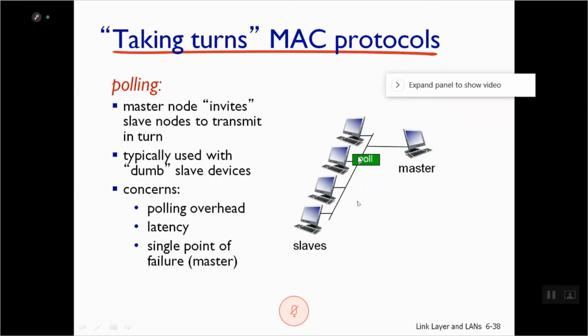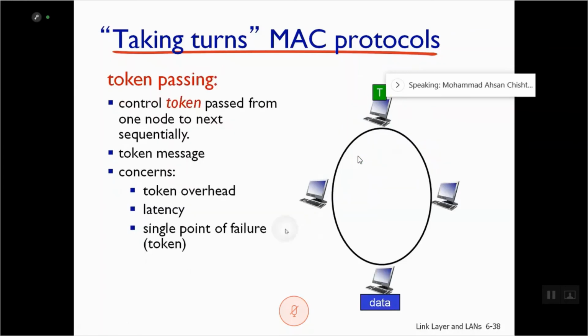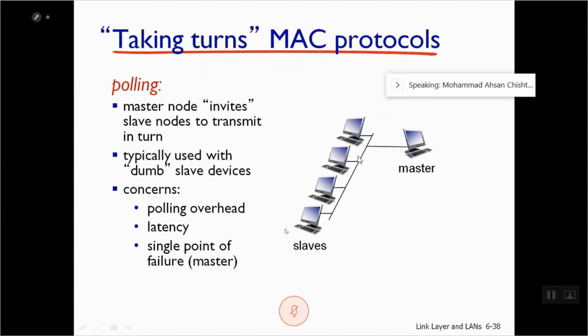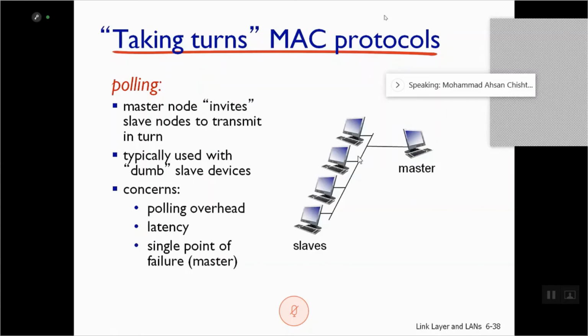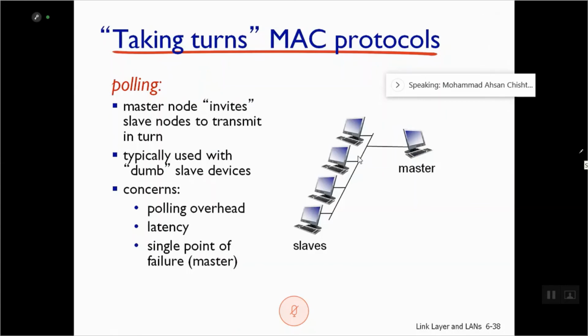So this is how polling actually happens. Now, one thing that was there: if the master node gives the third node a chance to transmit 10 frames, but it had only 6 frames to send, the rest of the time is not wasted.